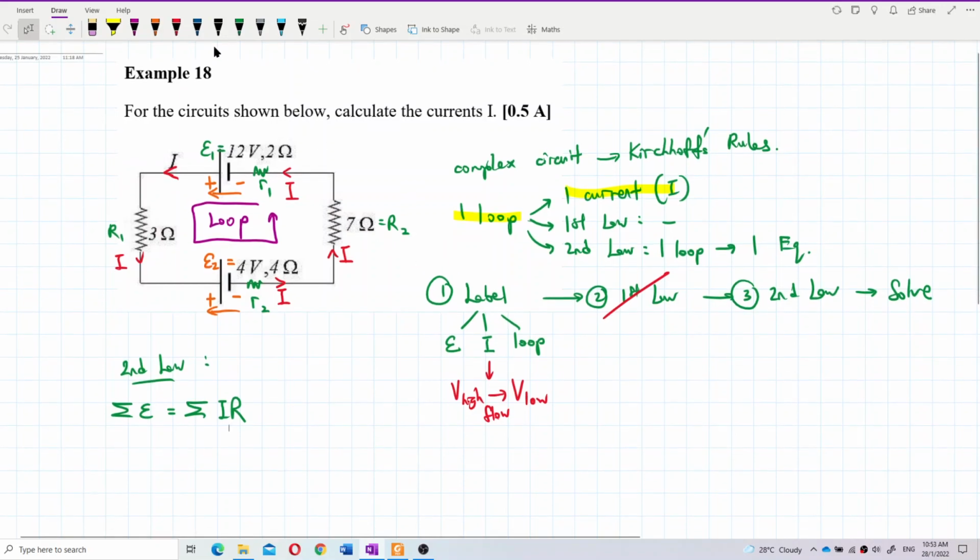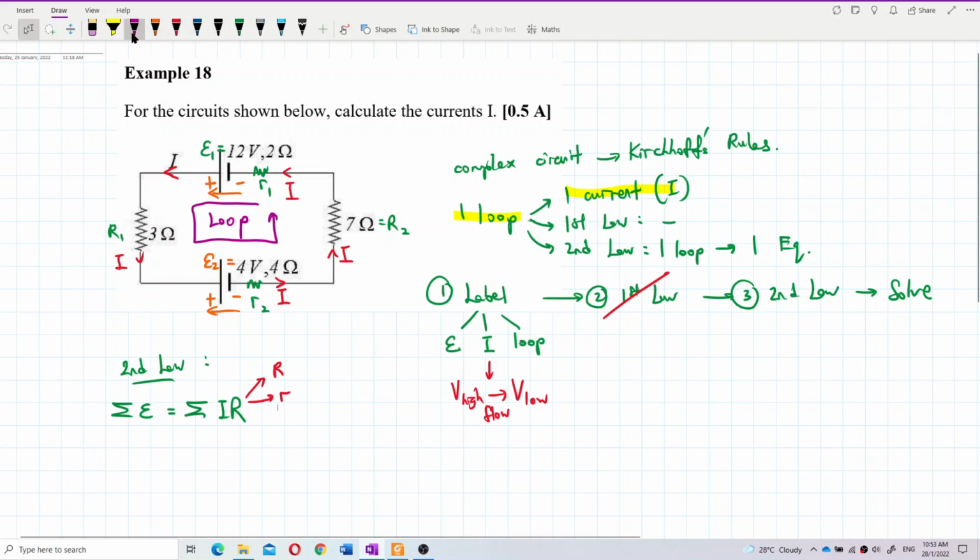Remember, this R consists of both external resistance and internal resistance. It's not just the external resistance. You also consider the internal resistance of the battery. Good. Now we are doing the equation for the second law. There's only one equation.